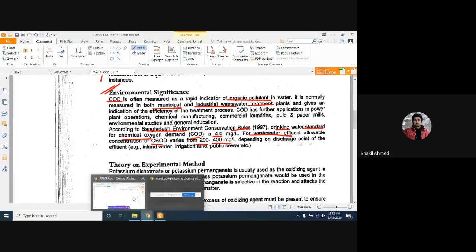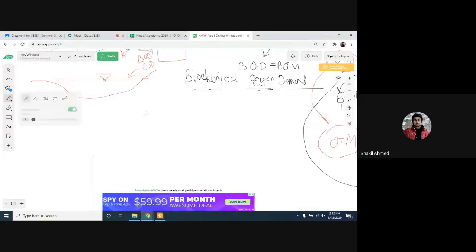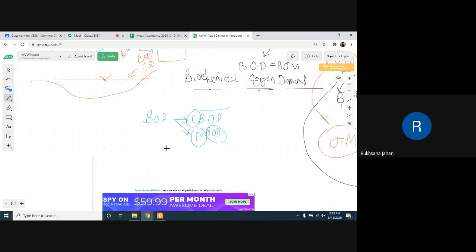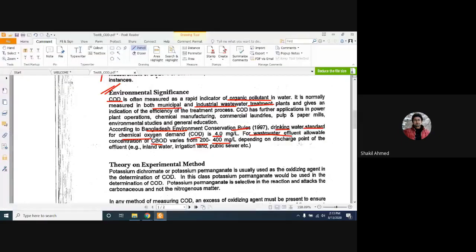What is CBOD, by the way? BOD is again of two types: CBOD and NBOD. CBOD is organic matter with carbonaceous, without nitrogen, and NBOD is organic matter with nitrogen. Is it clear? Yes, sir. Okay. So that's why they are calling it CBOD.